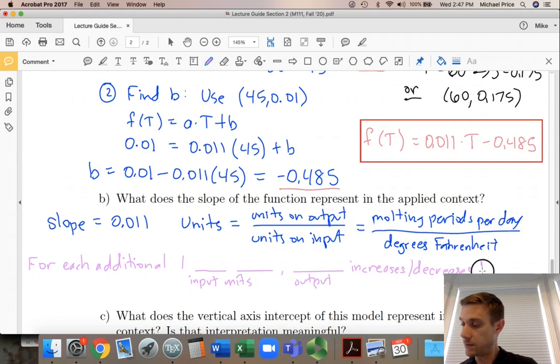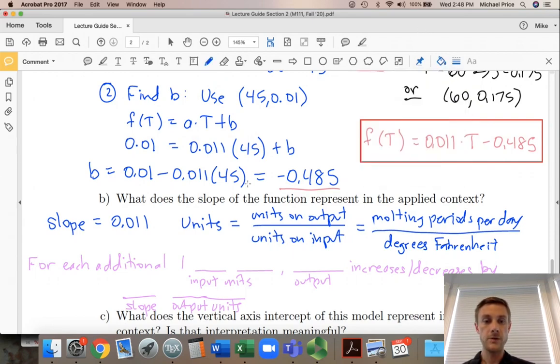And then the output, or whatever that is, increases or decreases by whatever our slope value is. And then we need output units, which in this case I'm going to leave a little extra room for. I realize I'm squeezing it in here, so I apologize for that. So for each additional one something that happens with our input, our output increases or decreases by some value. Okay, so let's see if we can fill in the gaps with our actual scenario here.